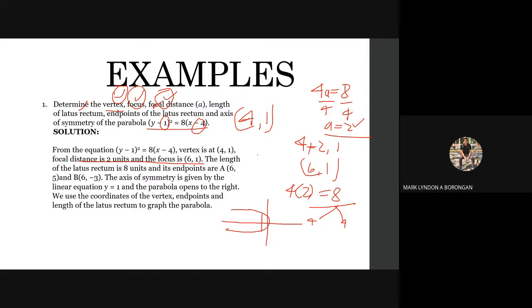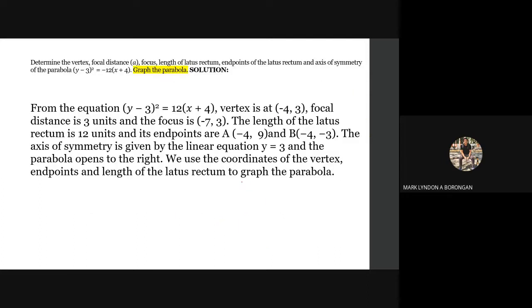From the focus, atong focus is 6 and 1. So, ang focus nimo adan mo 4. So 6 and 1 plus 4 and 6 and 1 minus 4. Kani mahimong 6 and 5. Kani mahimong 6 and negative 3. Diba? So, muna siya ang endpoints sa ato ang latus rectum.